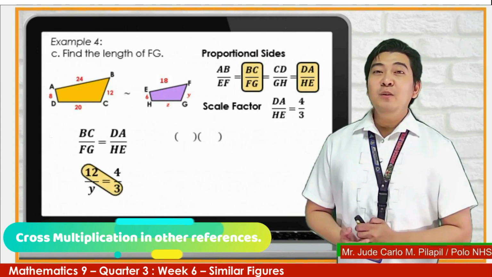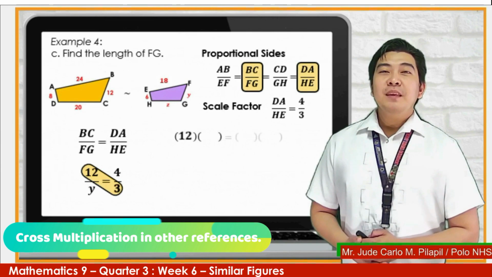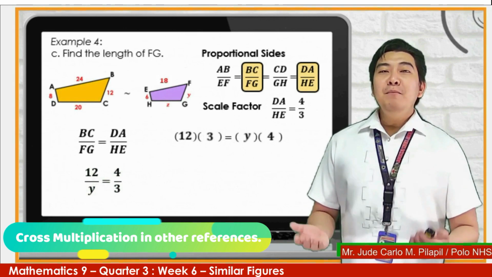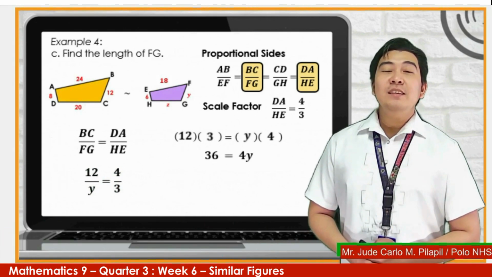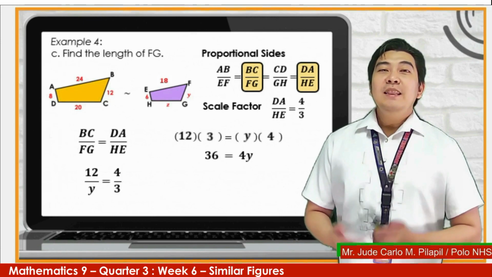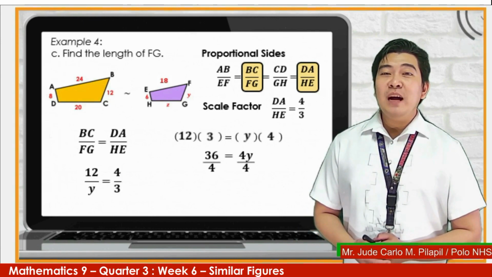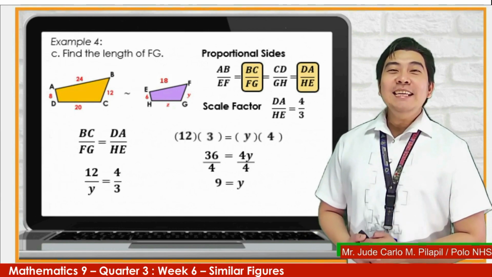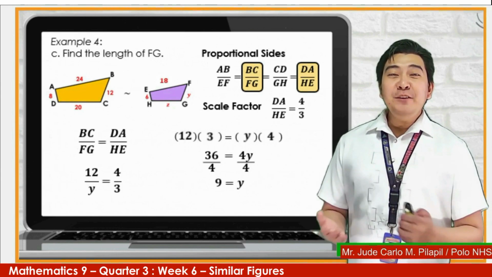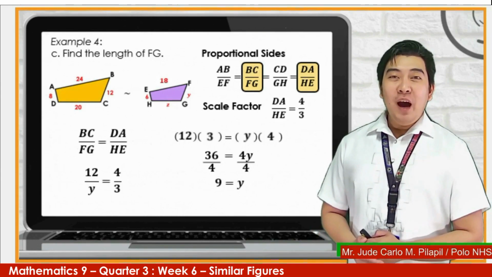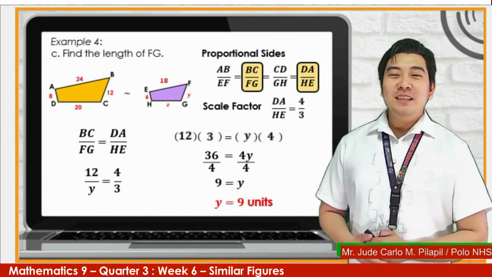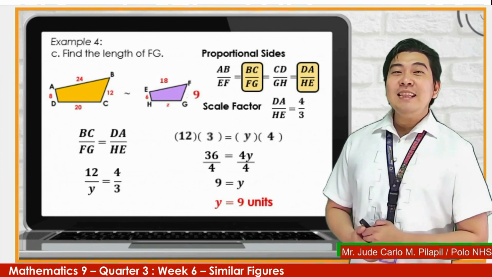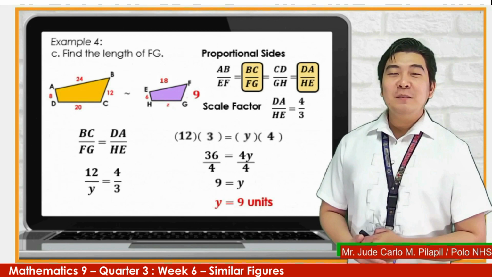Applying the means and extremes theorem, 12 times 3 must be equal to the product of y times 4. By multiplication, we have 36 is equal to 4y. Divide both sides by 4 for us to get the value of y. The result is 9 is equal to y. By symmetric property, we obtain the value of y which is equal to 9 units. Since y stands for the length of FG, therefore we can say that FG measures 9 units.